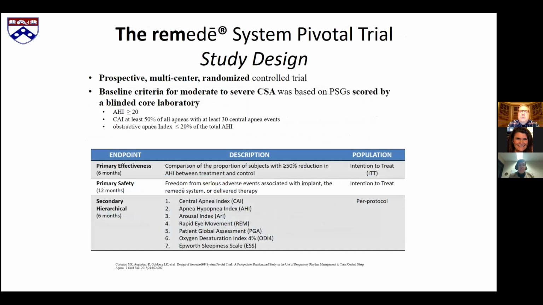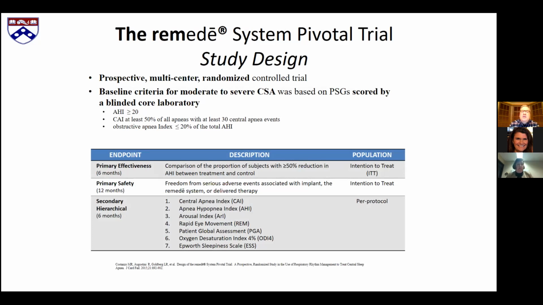So that brings us to the pivotal trial that was done here in the US and abroad. It was a prospective, multicenter, randomized controlled trial. Patients had to have moderate to severe central sleep apnea based on a PSG that was scored by a blinded core lab. They had to have pretty significant central sleep apnea, AHI greater than 20. The primary effectiveness endpoint was comparison of the proportion of subjects that had a greater than 50% reduction in AHI between treatment and control. And then the safety endpoint was freedom from serious adverse events associated with the implant, et cetera.